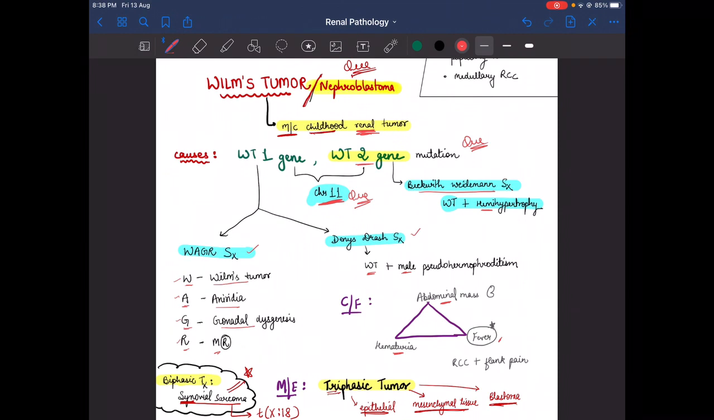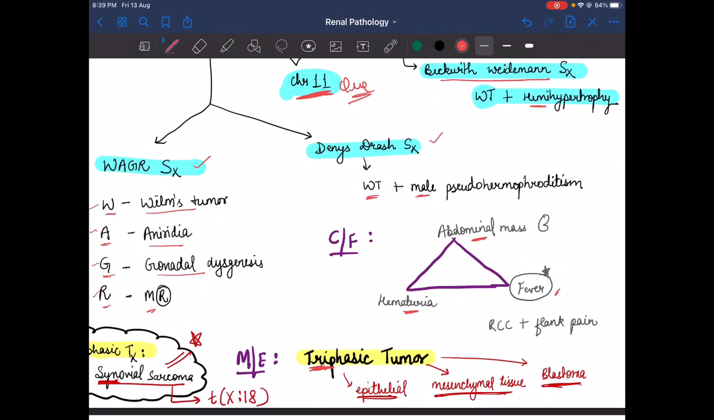On the microscopic image of Wilms tumor, we find a triphasic tumor, because Wilms tumor is a triphasic tumor. Please remember it. What do I mean by a triphasic tumor? Triphasic tumor means epithelial, mesenchymal tissue and blastema are all seen on the microscopic image of the Wilms tumor.